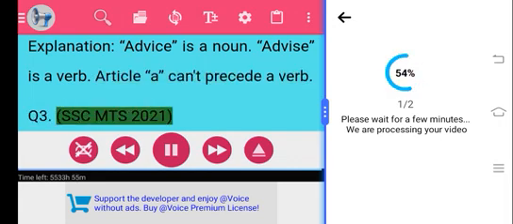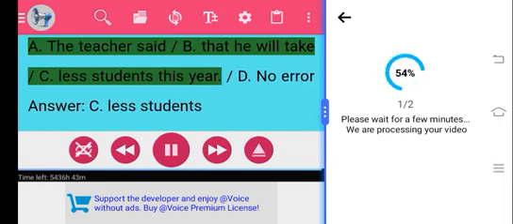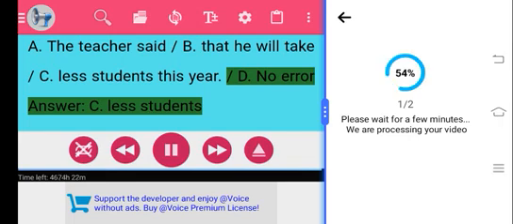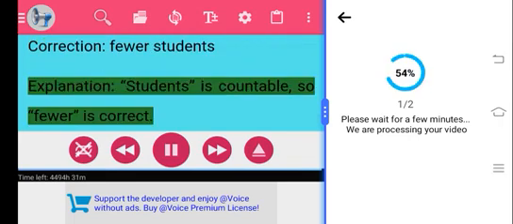Q3. SSC MTS 2021. The teacher said that he will take less students here. D, no error. Answer: less students. Correction: fewer students. Explanation: students is countable, so fewer is correct.